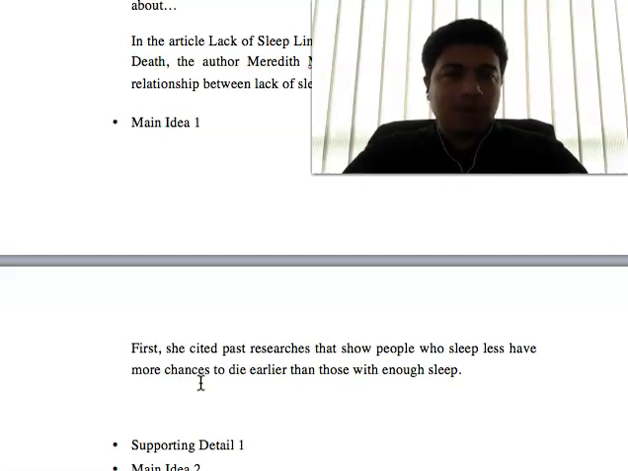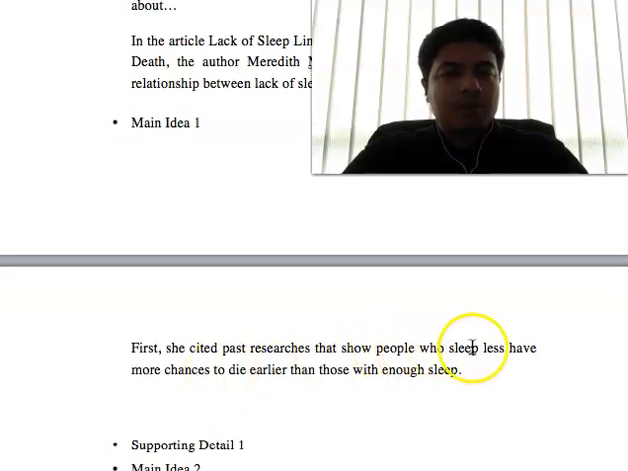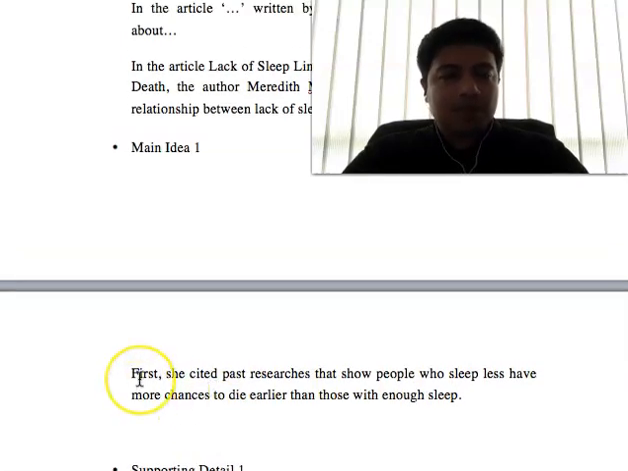So you don't have to write a lot of sentences, because we are not writing an article or essay, we are writing a summary. So a summary should be short. So I think the first main idea is that people who sleep less have more chances to die than those who have enough sleep. I put first because this is the first point. So it is important to have linkers like first, second, third, moreover, then, next, hence, to add to that, in addition. Those linkers are very important to make your writing flow nicely.